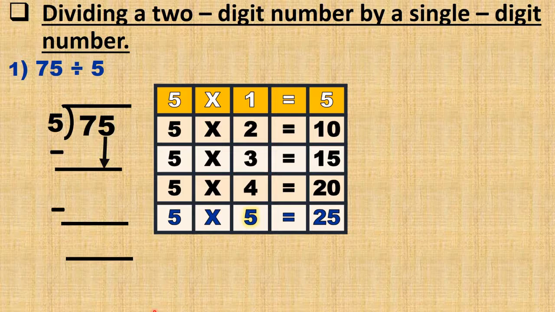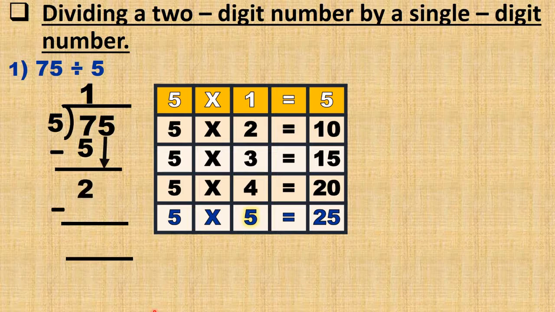Here we use the table of 5 such that the product is equal to or less than and nearest to 7. So the nearest product is 5. Hence we write 1 above 7. As we know, 5 multiplied by 1 is equal to 5. Write the number 5 in the tens column under 7. Now subtract 5 tens from the 7 tens. We got the remainder 2 in the tens column.